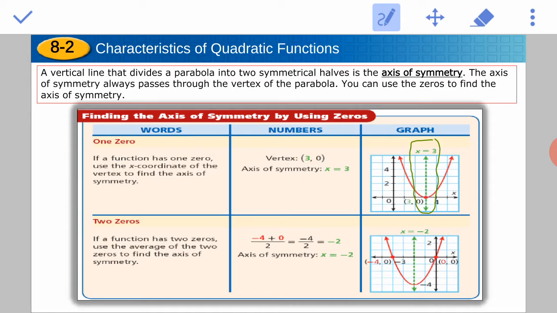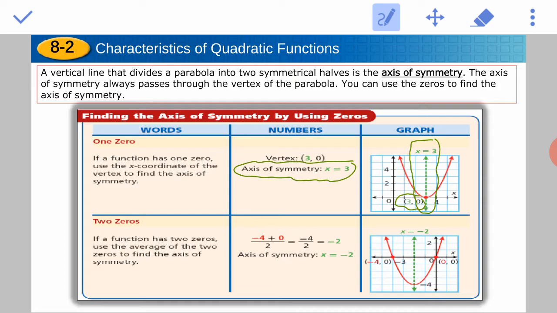How do we write the equation of the axis of symmetry? Guys, if we know the coordinates of the vertex, in this situation, the coordinates of the vertex are 3, 0. So the axis of symmetry equation is exactly the x coordinate of the vertex. So it's x equals 3.